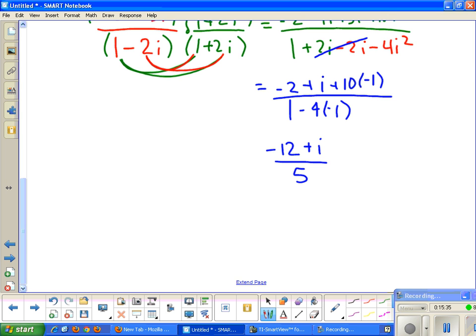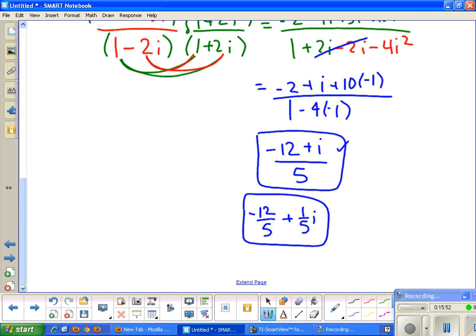Now, if we want to write this in complex number form or standard form, we could leave it like this. However, technically, this is not the correct a plus bi form. Most of the time, you'll see people write it as negative 12 fifths plus 1 fifth i, and this would be the standard form with the a plus bi. However, I will accept both forms as fine.